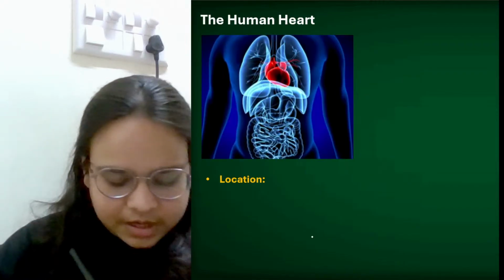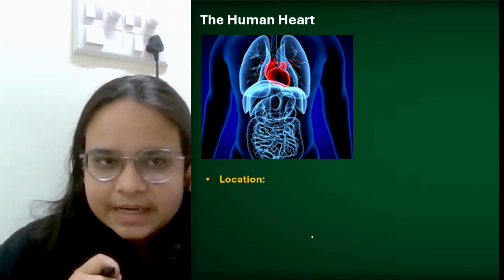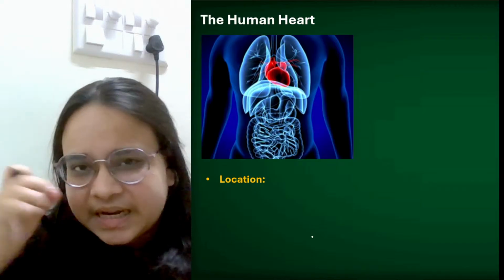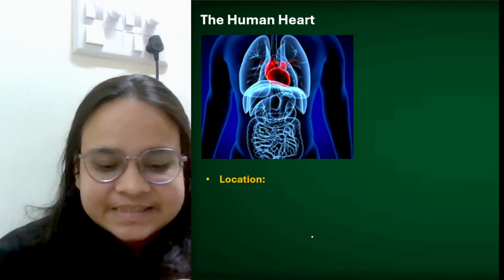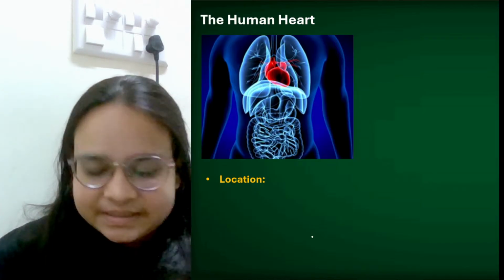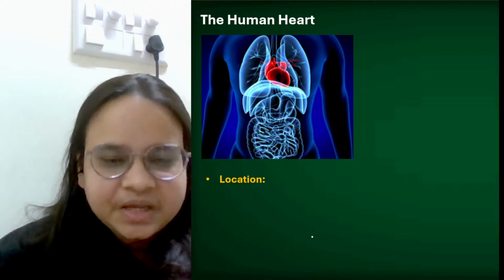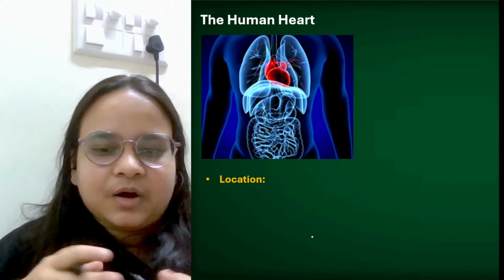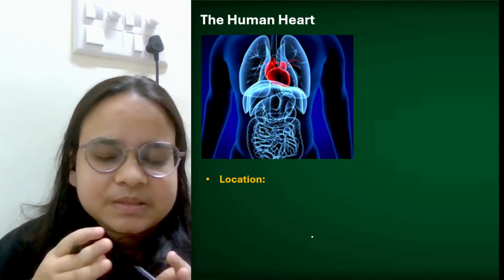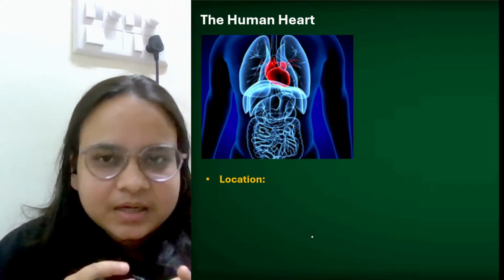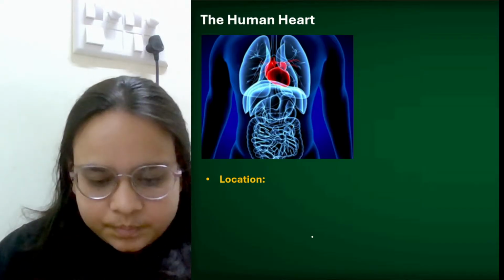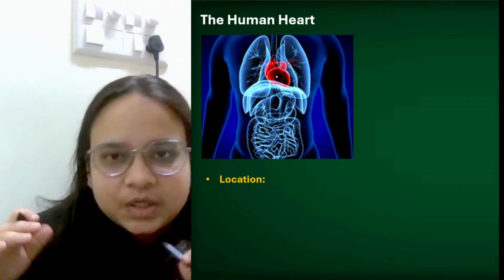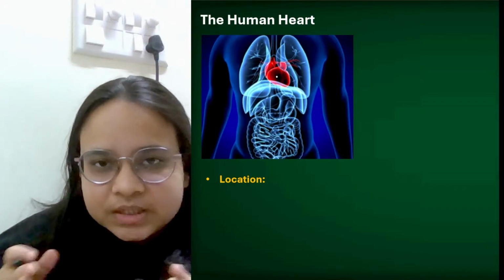So now we have come to the most interesting part of the chapter, that is the human heart. Before understanding its anatomy, let's understand its location. Where exactly is the heart present? Many of us think that the heart is present on the left side of our chest cavity, but it's not true. We feel that way because the heart is exactly located in between both the lungs.